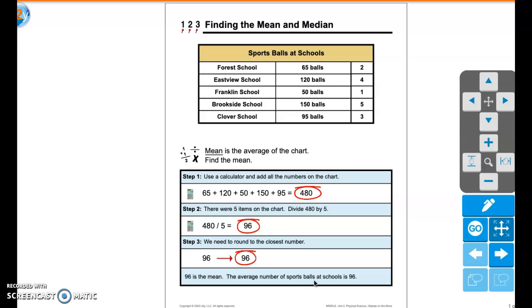So the average number of sports balls in the school is 96. So notice that 96 is nowhere on here, okay? We're not trying to find a number that's already in our chart. What you're trying to find is the average. So you add them all up and divide by the number of numbers that you've added. These numbers over here are for the median, and we'll get to that in just a second.